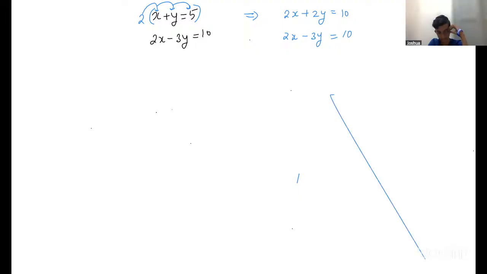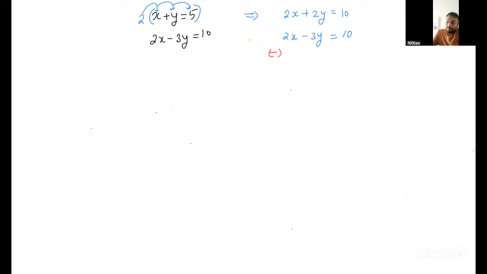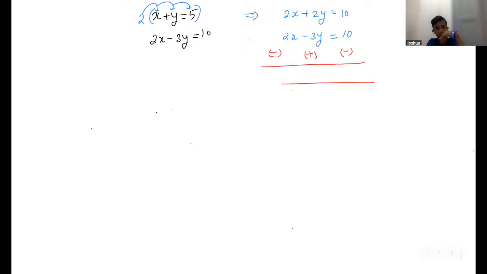Now, if they have the same sign, like you chose the x variable, if they have the same sign, then you have to subtract. And if they have different signs, then you have to add. They have the same sign, no? So you have to subtract. For subtraction, you write a minus here, such that the signs of the second equation will change. Like this plus 2x becomes minus 2x, minus 3y becomes plus 3y, and plus 10 becomes minus 10. Did you understand? Yes? Can you explain it again?